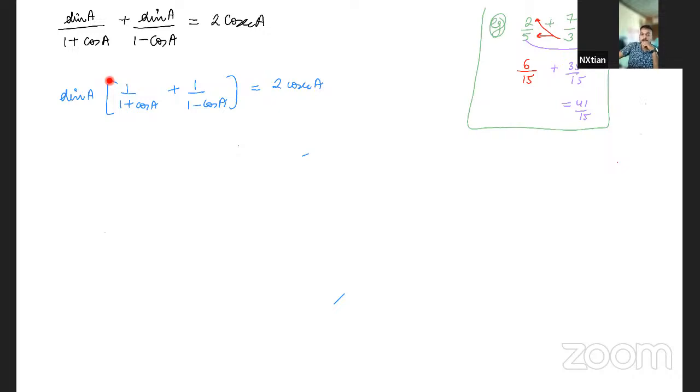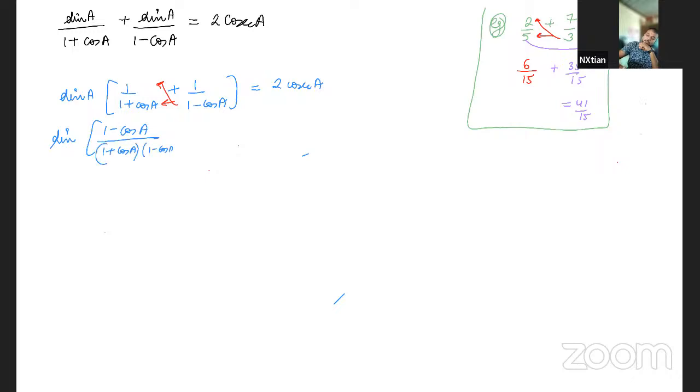Abigail, did you understand? Yes, sir. Okay. Now what will you do? As I told you, to make the denominator same, this will multiply with both up and down. So it will become, like, sine A is already there, so it will become 1 minus cos A upon 1 plus cos A into 1 minus cos A.